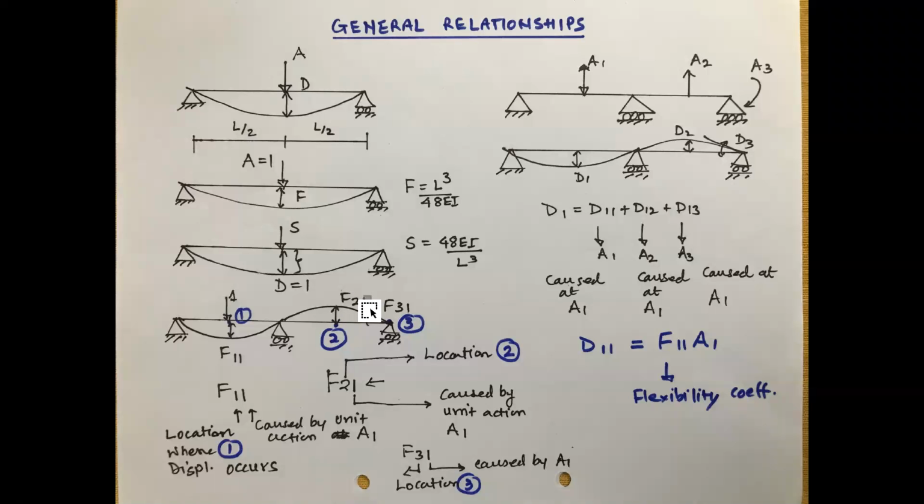The second subscript says it is because of the unit action applied at 1, and that is the reason I have done the numbering here: 1, 2, 3. You can see the numbering 1, 2, 3. So F21 is the deflection calculated at 2 because of the unit action applied at 1. And similarly, the third flexibility coefficient is the rotation. Instead of deflection, we are calculating rotation here.